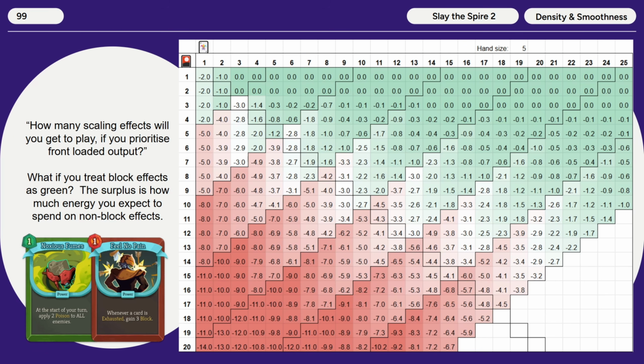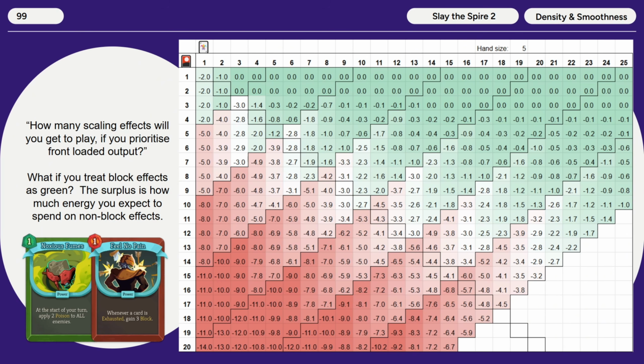Like you probably want to play some number of your powers for scaling, even in hallway fights. How many scaling effects do you get to play if you prioritize front-loaded output? What if the fight is so challenging that you have to use all your front-loaded output where you get it, and you just have to play your powers around that whenever you get the opportunity to? That's another way to read this graph.